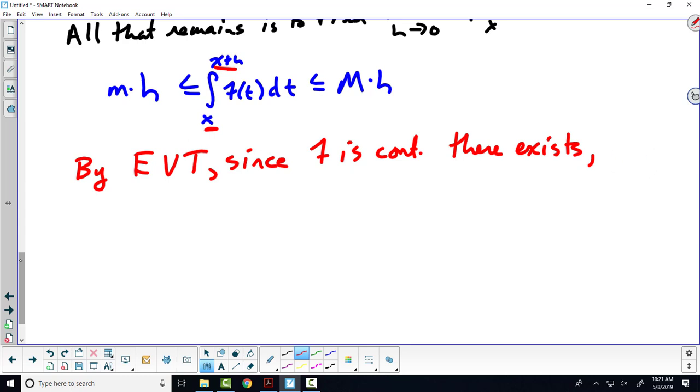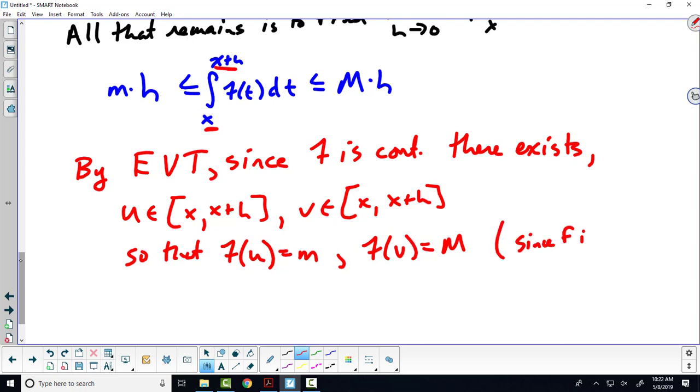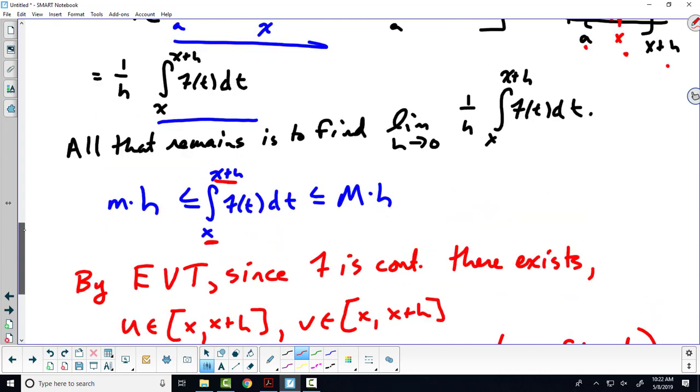Let me say it like this. There exists a u contained in x to x plus h, and a v contained in x to x plus h, so that f of u equals little m, and f of v equals capital M. Why does this work? Since f is continuous. The extreme value theorem says any function on a closed bounded interval will actually arrive at its maximum and minimum. There are some input values that guarantee you'll get the maximum or minimum as output.